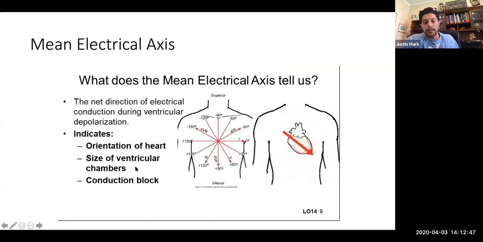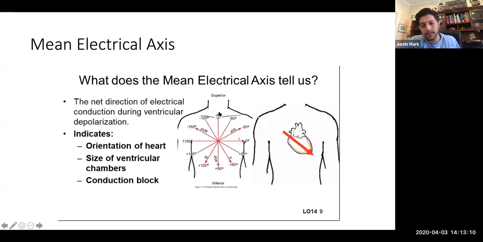It could tell us whether there's ventricular hypertrophy, which we're going to see a little bit later. And also it can tell us if we have any bundle branch blocks. So this picture here is very important. It shows the leads and it shows the angles as to which direction these leads are going.